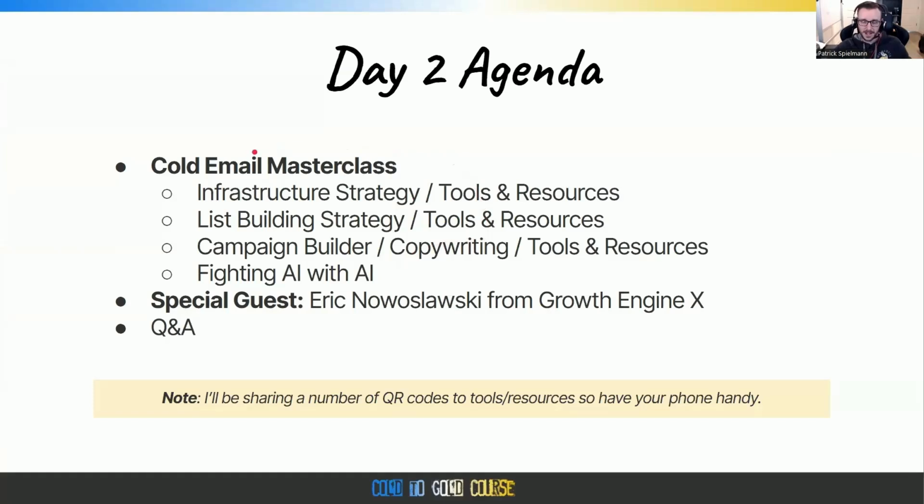So today's agenda, as I talked about on the first call, is a bit of a cold email masterclass. I'm going to go through infrastructure. I'm going to be sharing a lot of tools and resources with everybody today. We're going to go through some list building strategies, tools and resources again, how to build and write your campaigns, good copywriting, again, tools, resources. How to fight AI with AI will be kind of a common thread or theme throughout.